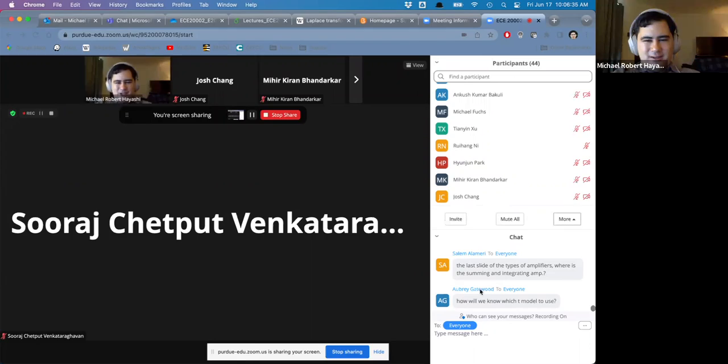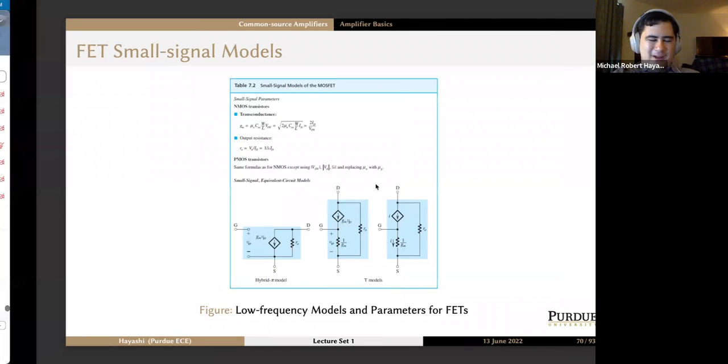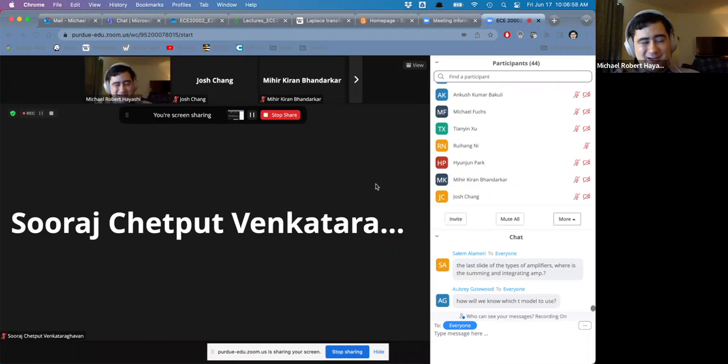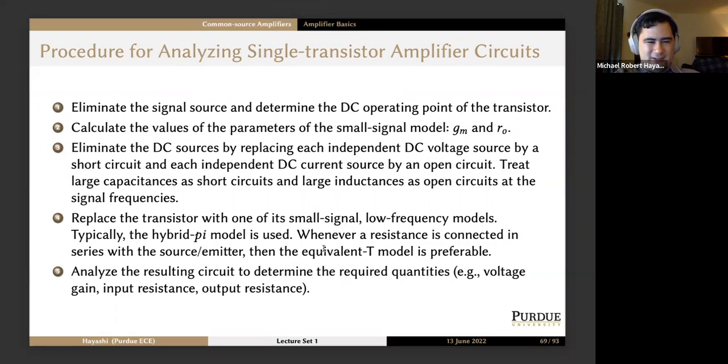How will we know which T model to use? Both of them have the exact same information. I like the one where it's a current controlled current source. However, you can't use the one that's a voltage controlled current source. It really depends on, you might save one step in your solution strategy, but it doesn't make a difference which one you use. Because again, remember the other option is don't use a T model at all. I just like saying it's easier to use an equivalent T model whenever you have a resistance in series with the source.